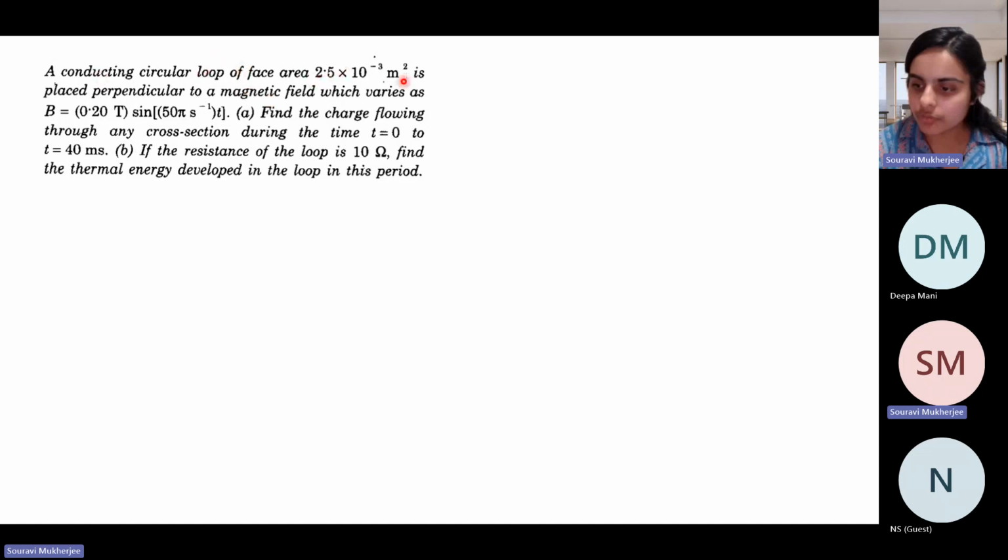So now find the charge flowing through the cross section. So there is a flow of charge. That means there is some kind of current, right? And for current, there should be some EMF. And how is the EMF coming? Because of changes in flux. Why is the flux changing? Because your magnetic field is changing, right? Your area is not changing, your magnetic field is changing, right? So the flux linked is changing. So you need to find the change in flux in order to find the EMF, right? And from there, you can find the charge that is flowing in some given time. So can you try to solve the question?